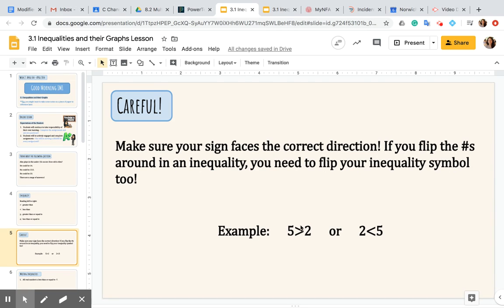Okay, so this statement here, if I read it left to right, reads 5 is greater than 2. And that is a true statement. If I flip the numbers around, I gotta flip the direction of this symbol in order to maintain that it's still true. So just make sure that your sign faces the correct direction. If you flip the numbers around in an inequality, you gotta flip the symbol around as well. So just be really, really careful with how you're writing inequalities and how you're reading it.